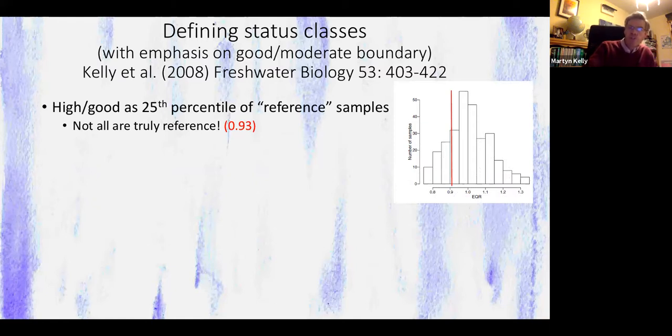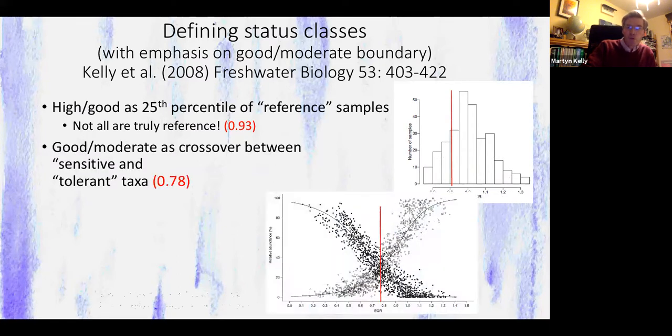Our reference screening at the time wasn't as elaborate as the example I showed on the earlier slide, so we felt that the reference subset weren't all truly referenced, so a 25th percentile would be a feasible high good status boundary. We used the crossover approach to set the key regulatory boundary, which is good moderate, taking the TDI apart to yield nutrient sensitive taxa, nutrient tolerant taxa.